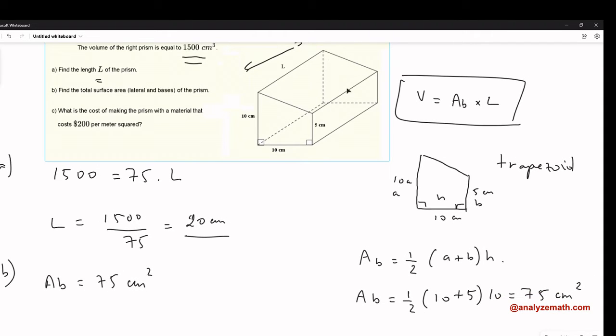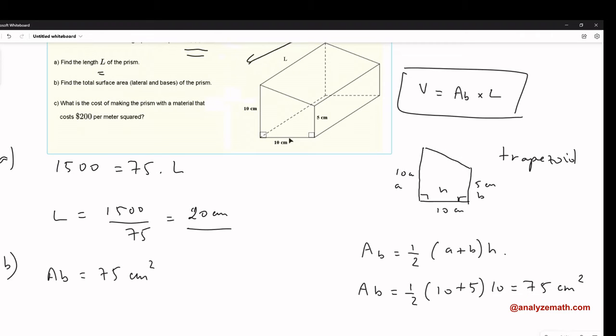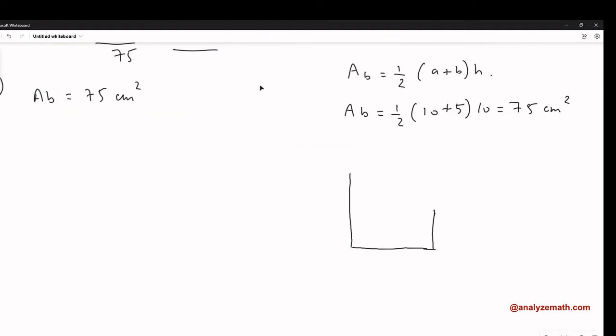We can go and find the area of each rectangle, or what we can do is take the perimeter of one base and multiply it by L. So maybe taking the perimeter is the easiest one. However, we need to find this side here. So let's draw the base again here. So we need to find this side here, which we call H. This is 5, this is 10, and this is 10.